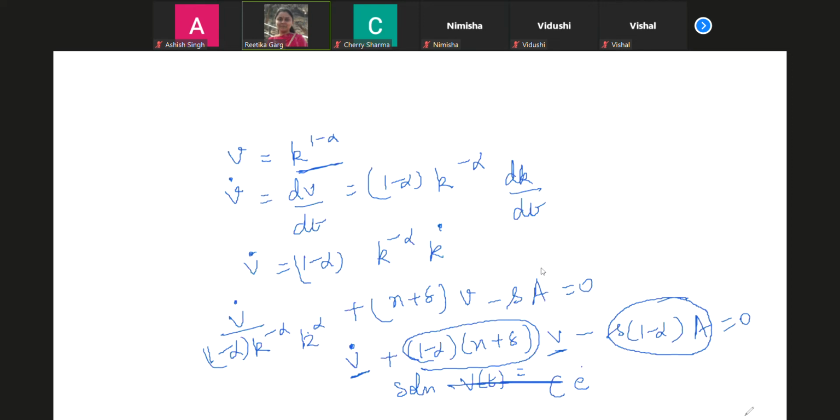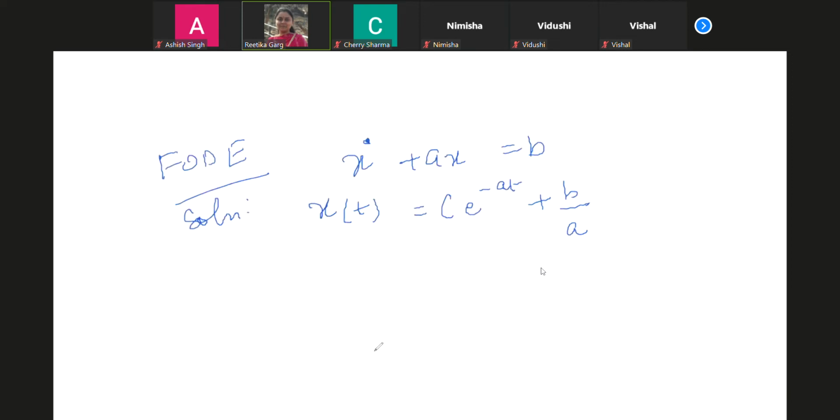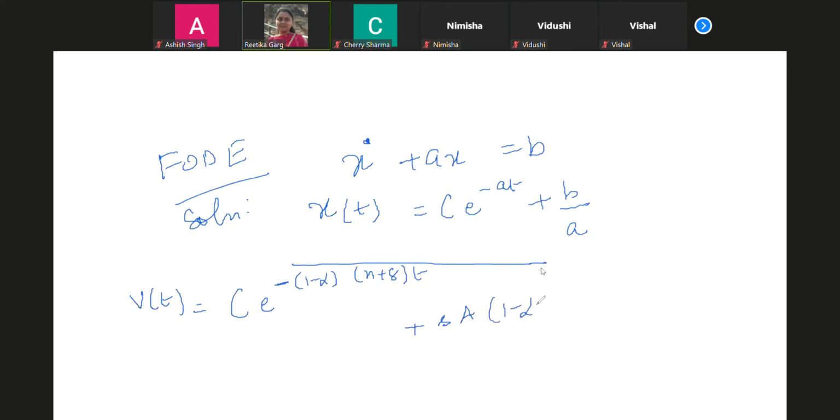Now if you use this solution to the first order differential equation and write the solution in terms of v, V(t) will be written as c e to the power minus (1 minus alpha)(n plus delta)t plus sA upon (n plus delta). This is b by a, right? So this is b and this is a. This will cancel away and you will end up with this. This is the general solution. The only unknown thing here is this constant c.